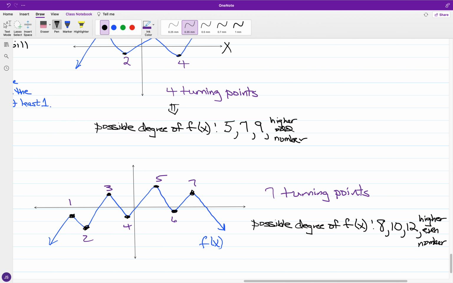And whether the degree is going to be an odd number or an even number, we'll look further into that, and what will be regarded as the end behavior of the graph of a function.